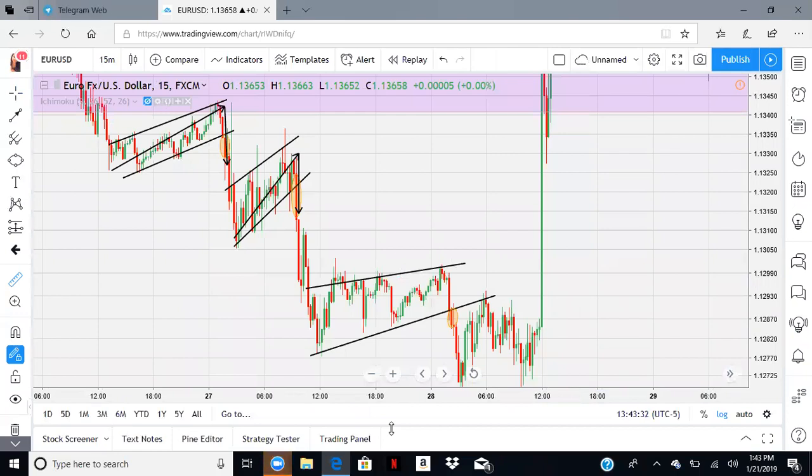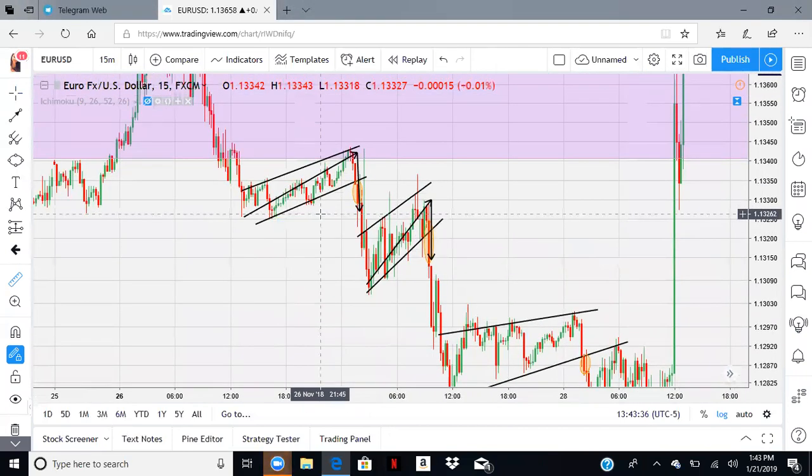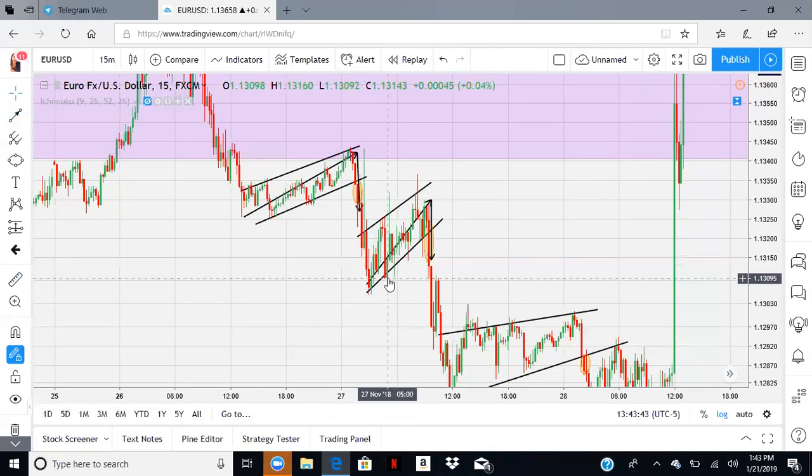Yes, it does matter, kind of. I mean, it's not going to break out to the downside and be green. It won't really do that. If it breaks out up, it's going to be green. If it breaks out down, it's going to be red.